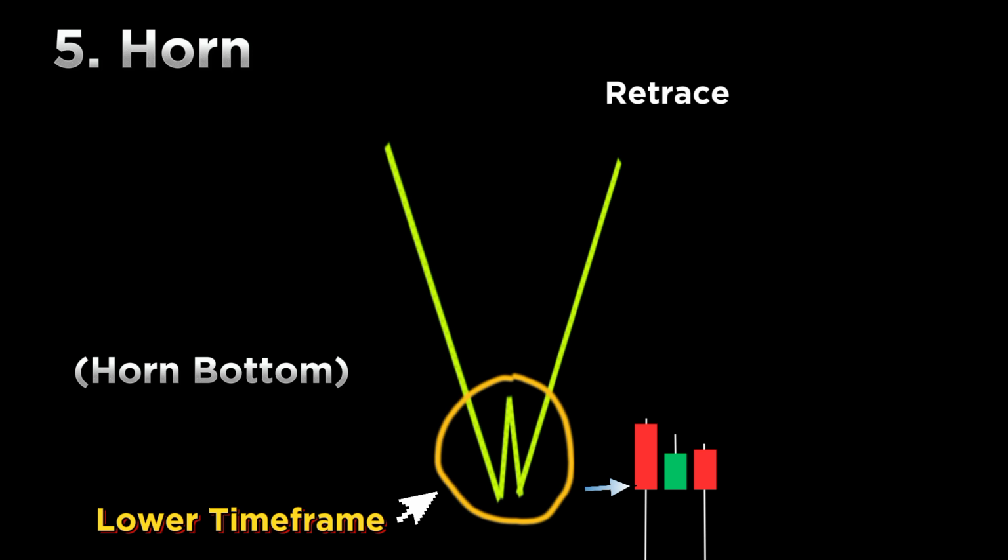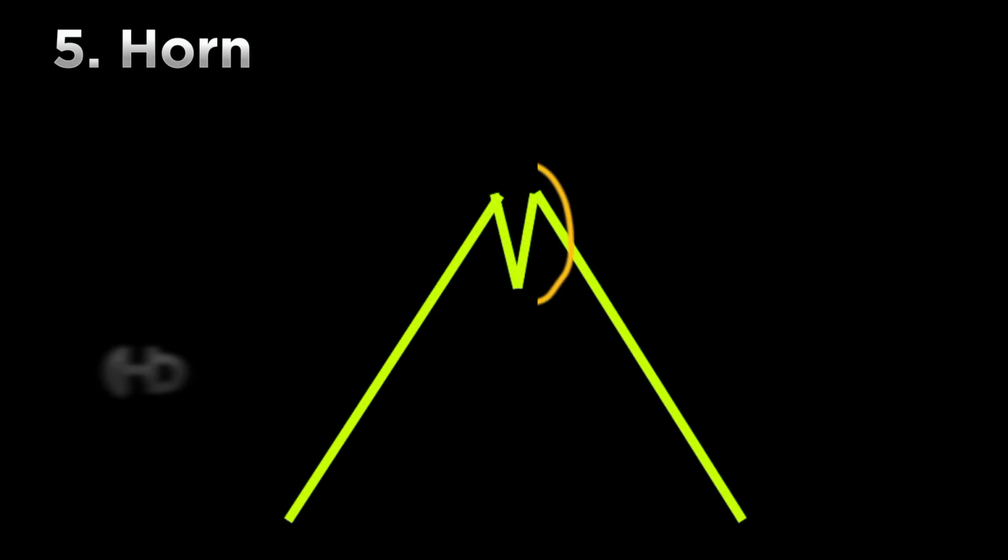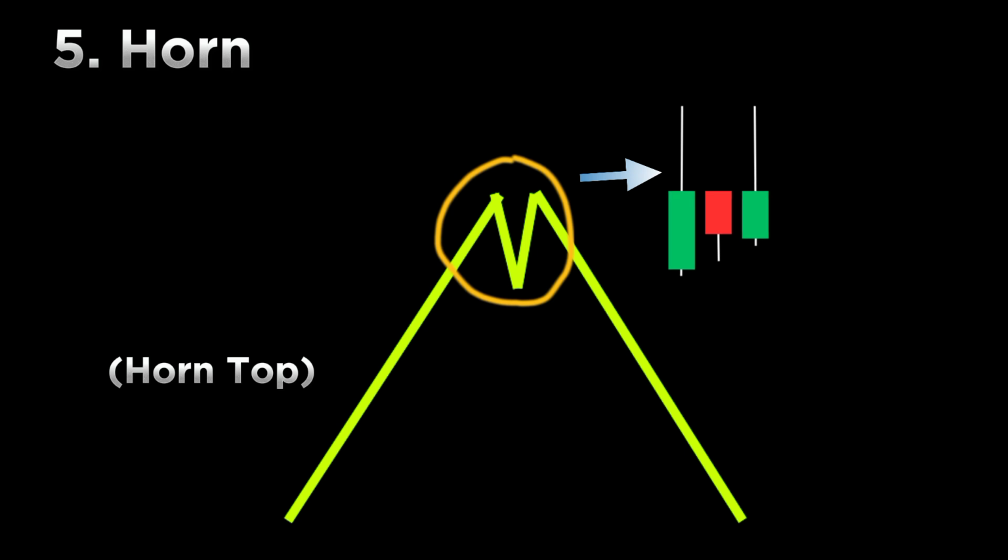In the bearish version of the horn bottom, which is called the horn top, the price action creates two spikes up that are separated by one candlestick only. The reason this is the smaller version of the double top is because if we look at this in a lower time frame, we would see a normal double top pattern.